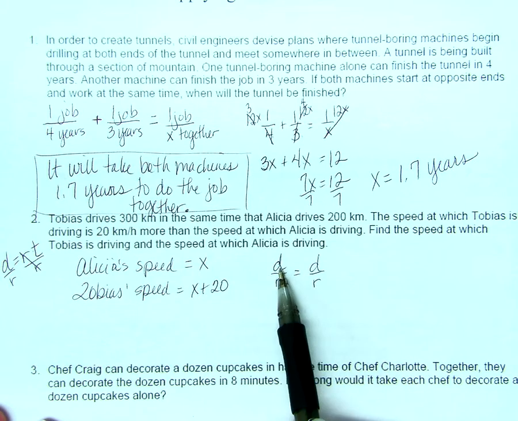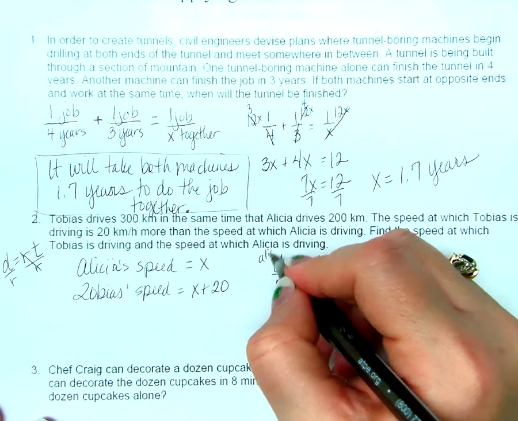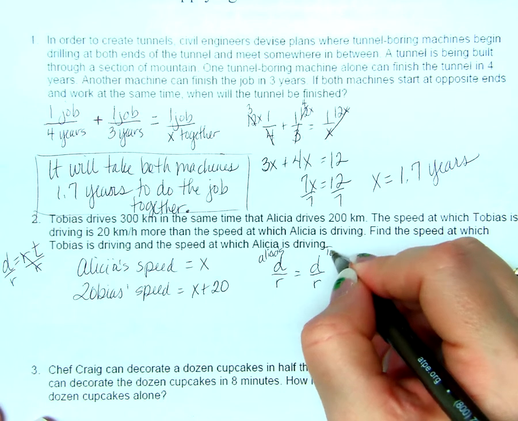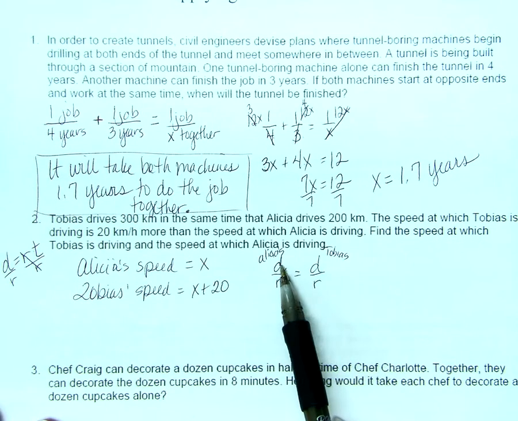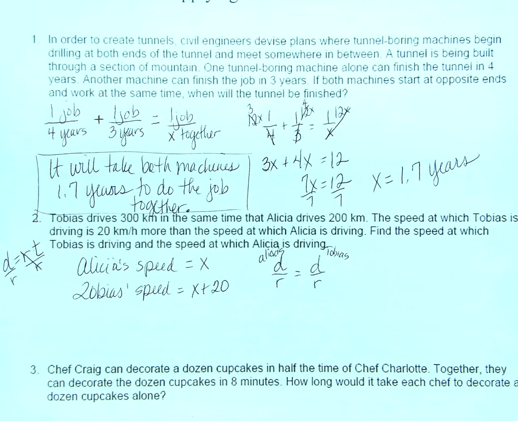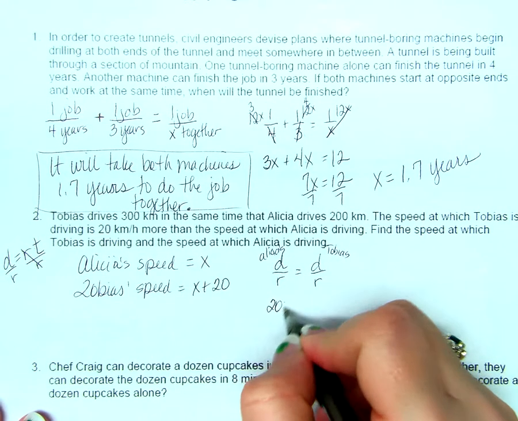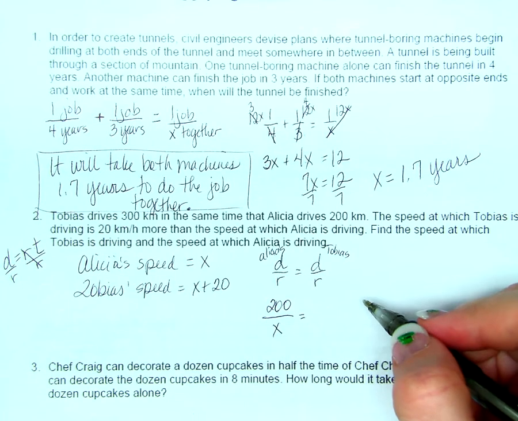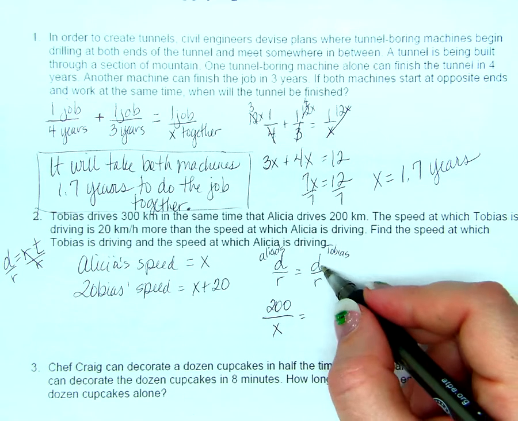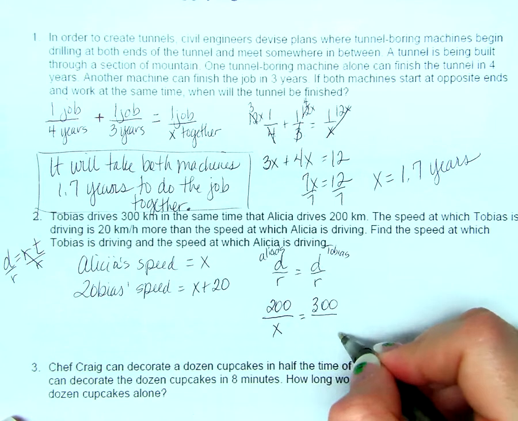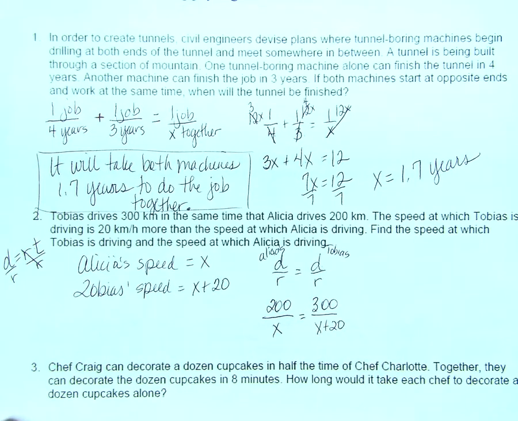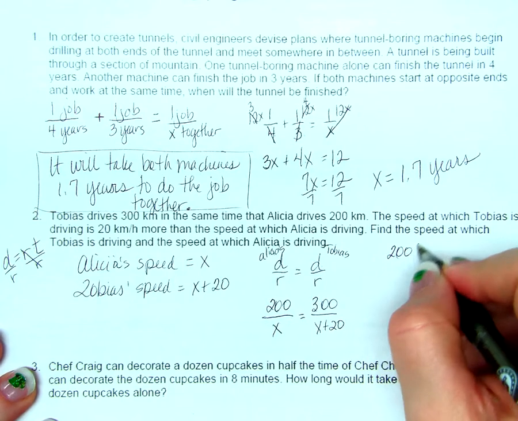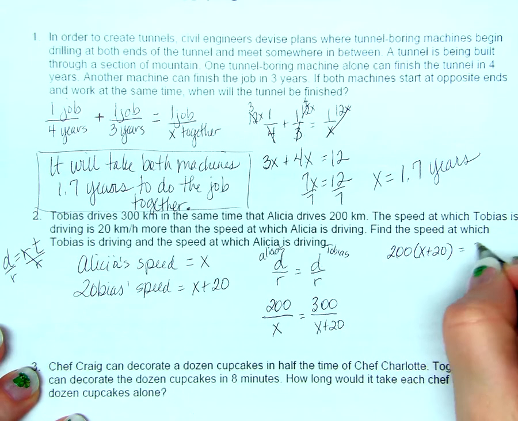So what do we know about Alicia's? We'll say this is Alicia's and this is Tobias's. What do you know about Alicia's distance? Alicia's distance is 200. And what's Alicia's rate or speed? X. And that's supposed to equal Tobias's time. What's his distance? And what is his rate? Oh my goodness. How do I solve that? Cross multiply? Okay. So 200 times x plus 20 equals 300 times x.